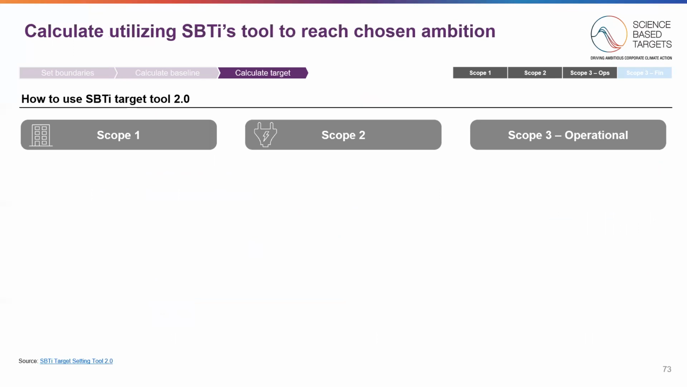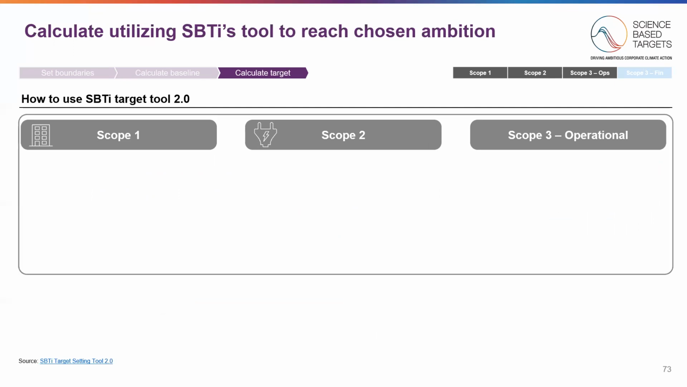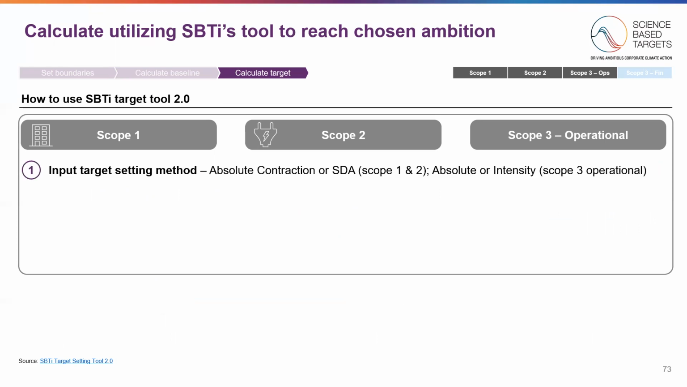To make it easier to calculate how to reach the 1.5 target, or well below 2 if you're a financial institution, SBTI has created a tool. You can use the tool to help you calculate scope 1, 2, and 3 operational reduction pathways. To use the tool, first you will input the target setting method you're using, absolute contraction or SDA for scope 1 and 2, absolute or intensity for scope 3 operational.